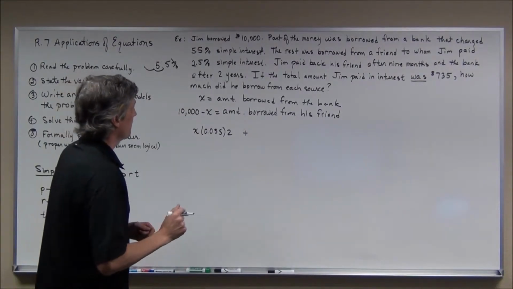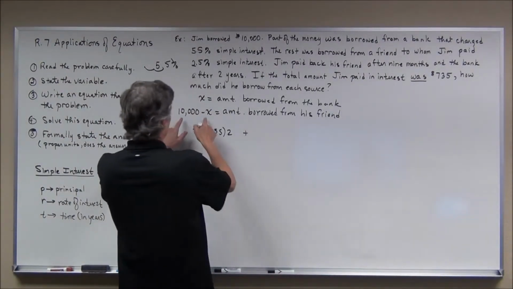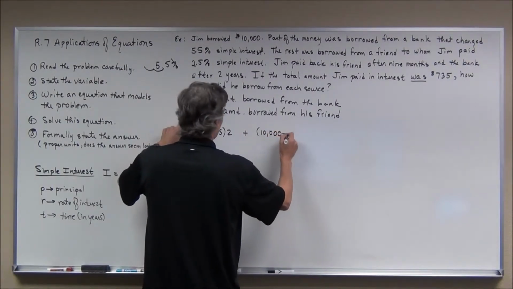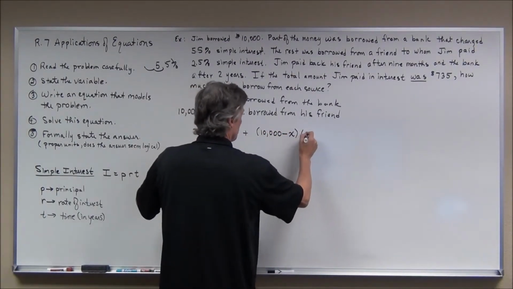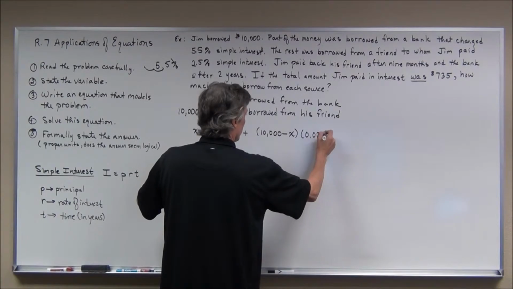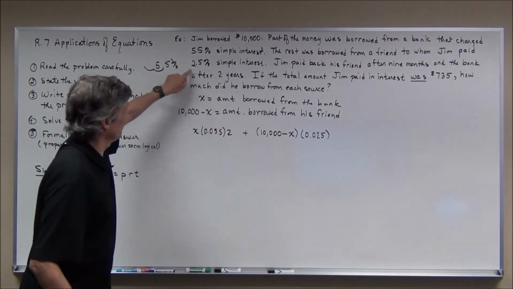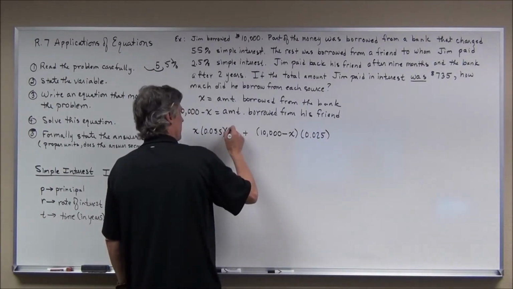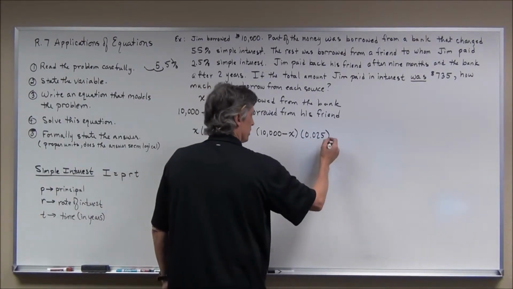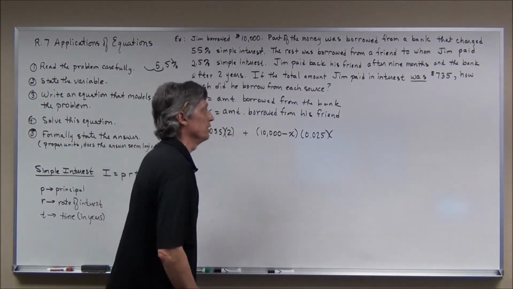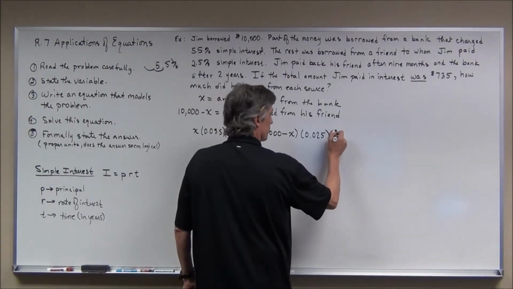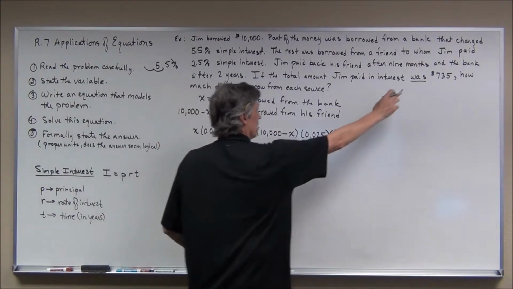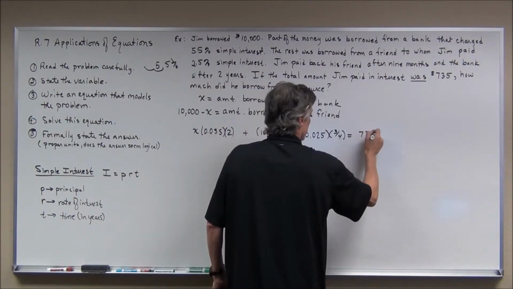The interest that he paid his friend, well, that was 10,000 minus X, that's how much money he borrowed, times the rate of interest, which is 0.025, 2.5% rate of interest, and it's for 9 months. Now don't put a 9 here, because if you put a 9 there, the formula thinks it's 9 years. You have to put 9 months in years, and 9 out of 12, that's 3/4. And that's all the interest that was paid, $735.